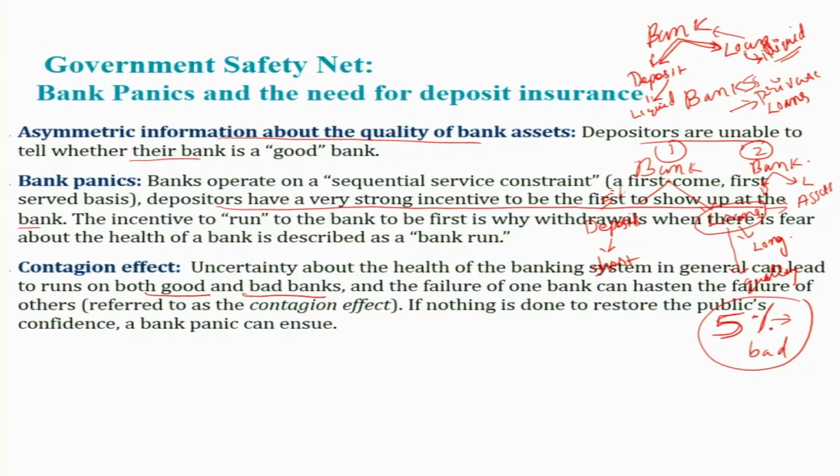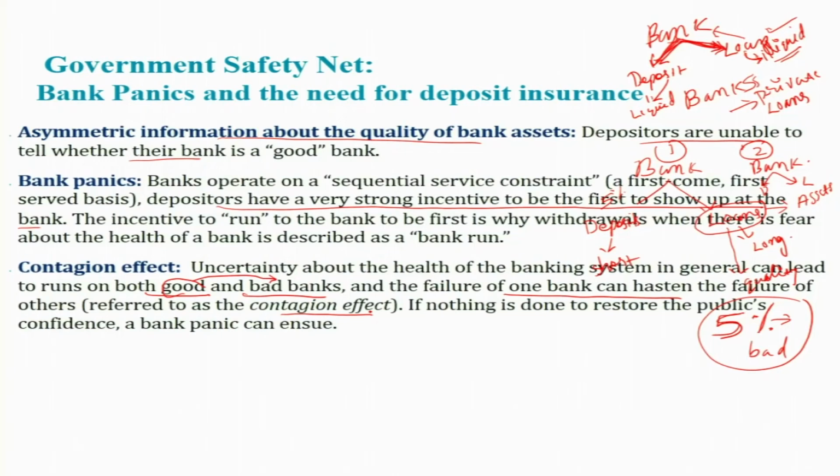So when they are running to the good bank, this bank has already given loans for a very long term, and their asset qualities are actually fine. The default risk is low, suppose they have given all their loans to low risk customers, and it is very much guaranteed that they will be paying back. But if all the customers make a bank run, if they all approach the bank for withdrawing their deposits, then a good bank also won't be able to repay the deposits. So then the good bank is going to become a bad bank, right? Because they won't be able to pay back the deposits. That means failure of one bank can hasten the failure of others. This is called contagion effect.